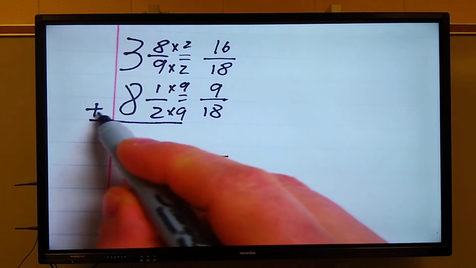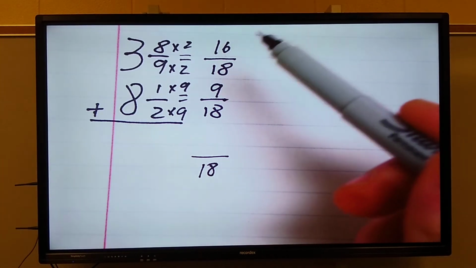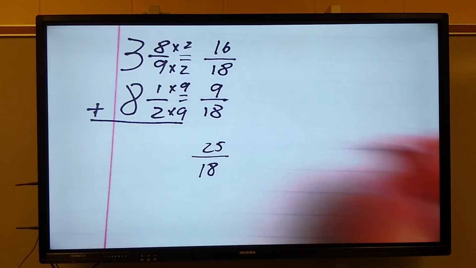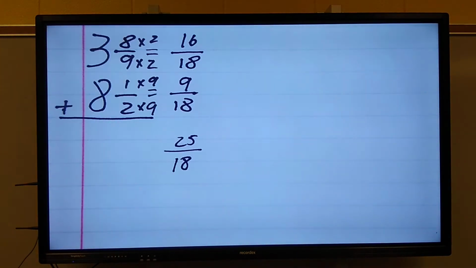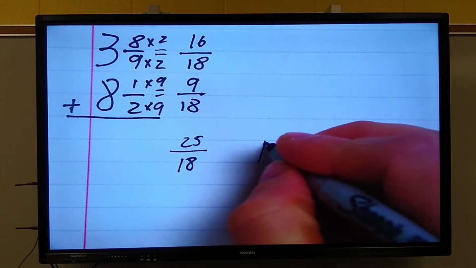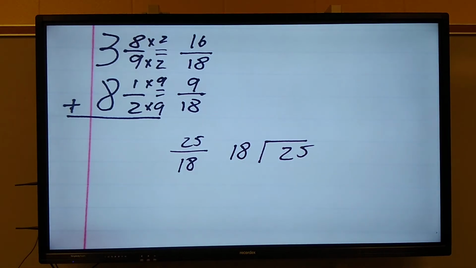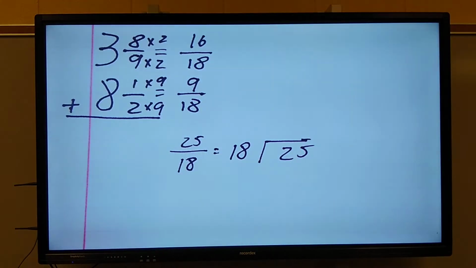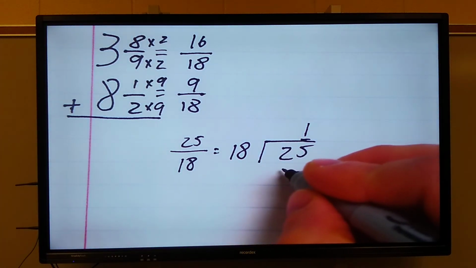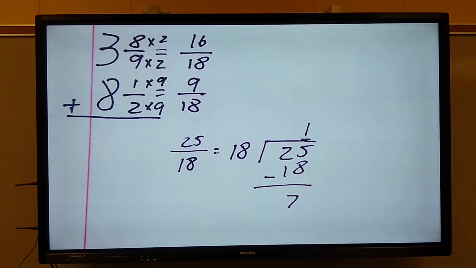This is an addition problem. My denominator stays the same. 16 plus 19 equals 25. Is this an improper fraction? Yes, it is. That means I take my numerator and I divide it by my denominator so I can make it a mixed number. 18 goes into 25 one time. 1 times 18, and you subtract: 25 minus 18 is 7.